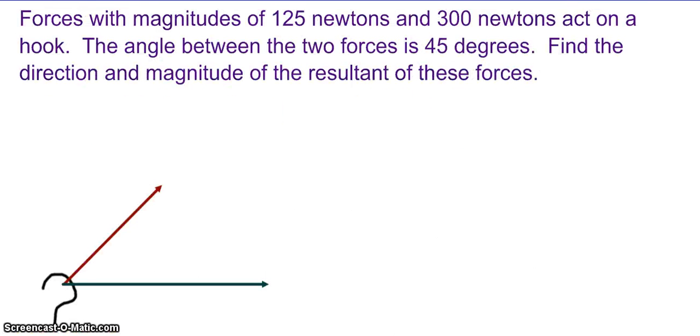Alright, now I want you to try it completely on your own. So you have forces with magnitudes of 125 newtons and 300 newtons, and they act on a hook. The angle between the two forces is 45 degrees. Find the direction and magnitude of the resultant of these forces. Pause the video, unpause when you're ready to check your work. Oh, sorry, you might have already paused, but this one should be the 300, and this one should be the 125. The size of them was supposed to give you that hint, but if you didn't pick up on that, that's what they should be.